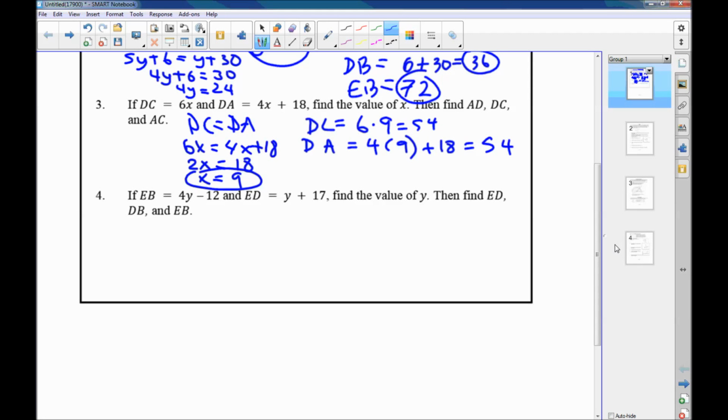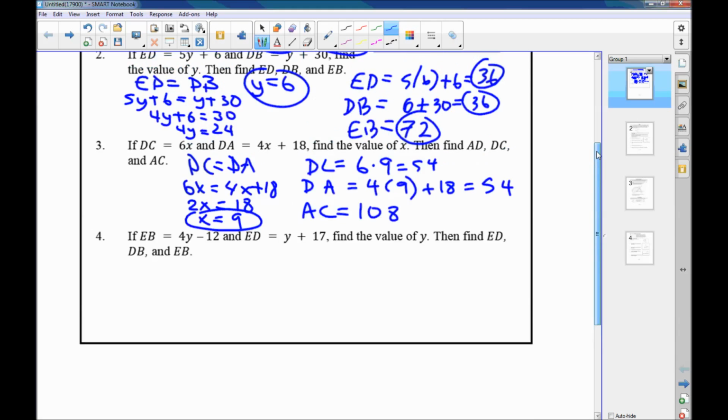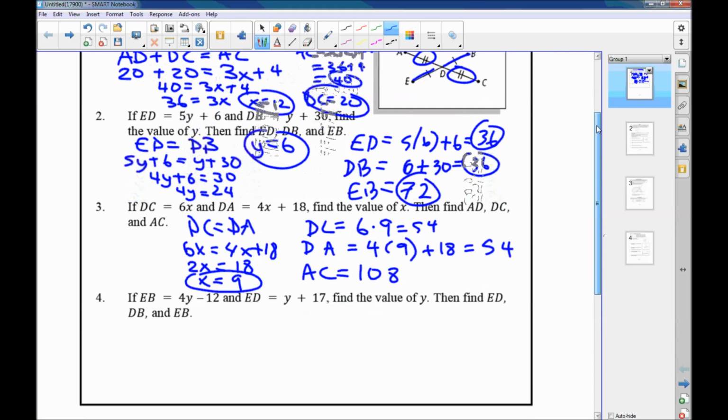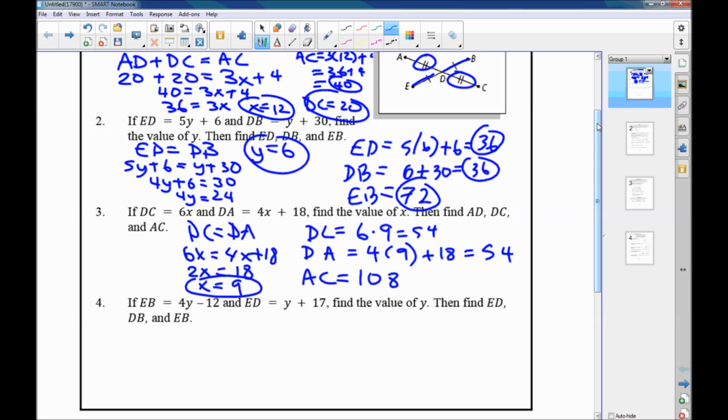Okay, and then we know that the whole thing should be DC and AD added together, so 54 plus 54 makes 108. Number 4, if EB is equal to 4y minus 12, let's take a look at our picture again. So EB is the whole segment, and ED is y plus 17. Find the value of y.